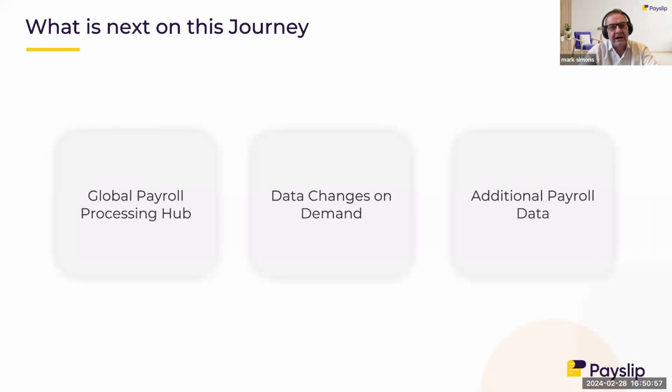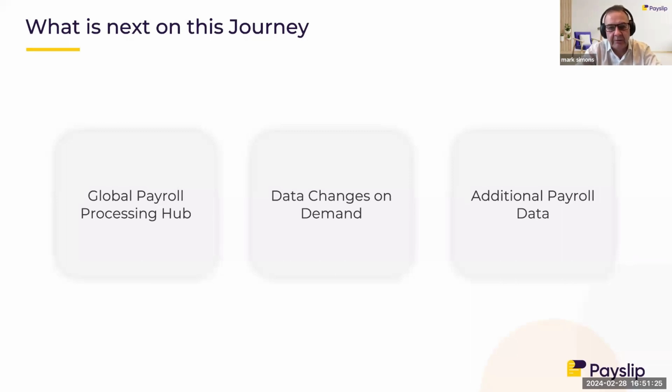The other two features: data changes on demand. This is something new that Workday are talking about. Today, as we discussed, Peachy file is the preferred data exchange mechanism from Workday, but in the future, data changes on demand is a way where the data can be pulled from Workday via APIs as opposed to a file-based data transfer.